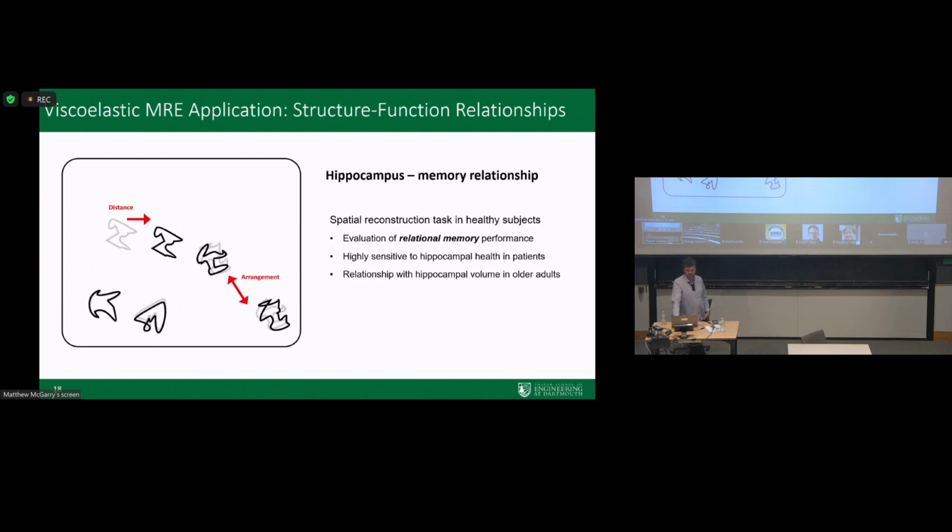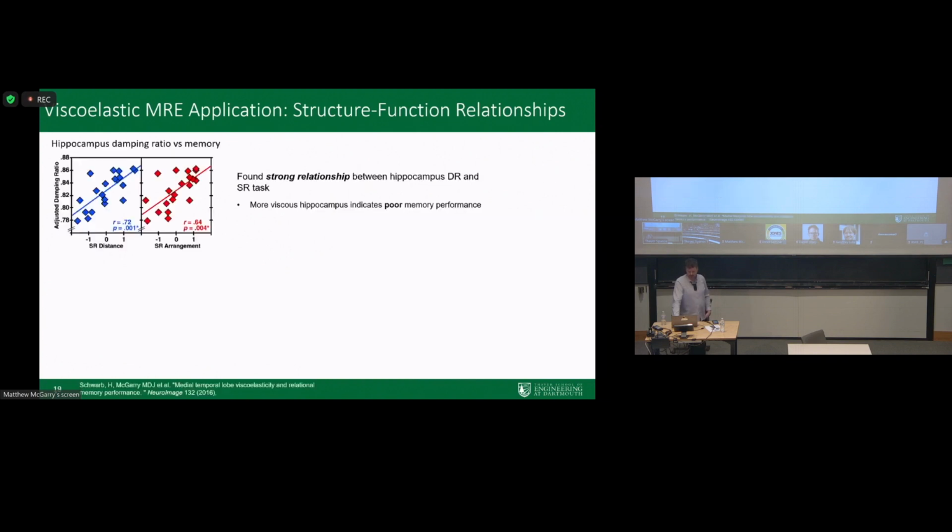There are two types of errors: a distance error, where they put an object in slightly the wrong place, and an arrangement error, where they switch objects around. This is highly sensitive to the health of the hippocampus in patients, and as your hippocampus degrades, your performance in this test also degrades.